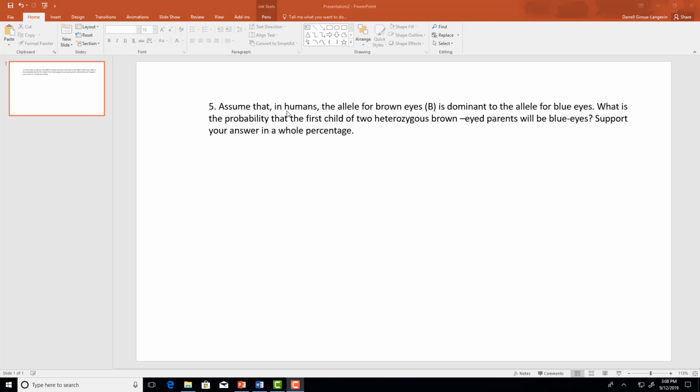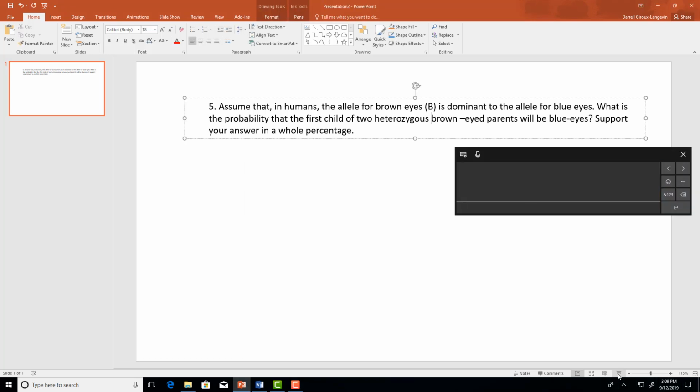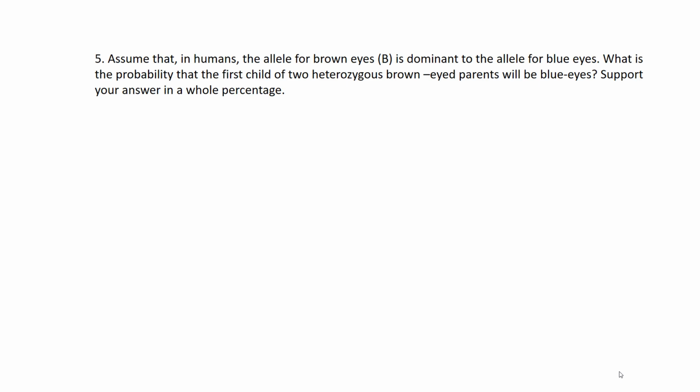Okay, assume that in humans the allele for brown eyes is capital B and it's dominant to the allele for blue eyes. Okay, got enough to do a legend? Let's do step one, legend.